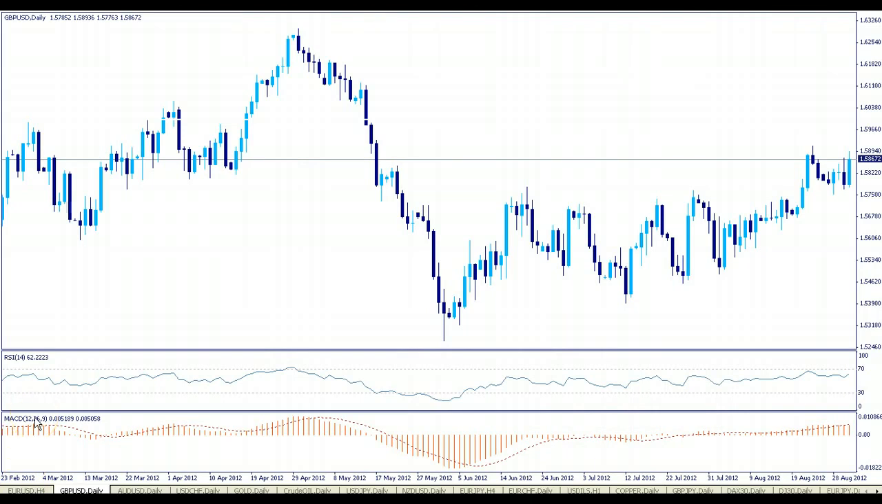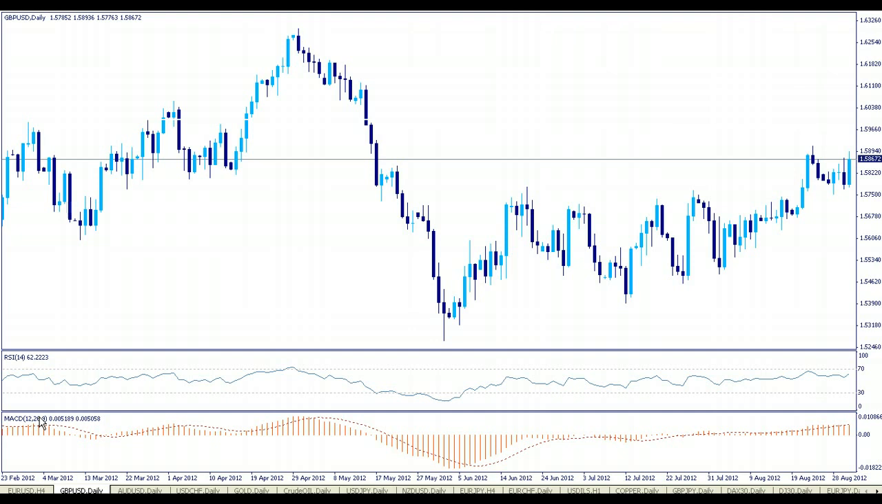Okay, here we go. I've opened up my MetaTrader, and what do you know? We have a nice little currency pair to look at. The Great British Pound to the U.S. dollar, better known as the cable. This is a good one to look at.